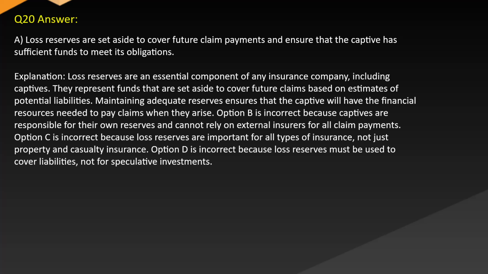Option B is incorrect because captives are responsible for their own reserves and cannot rely on external insurers for all claim payments. Option C is incorrect because loss reserves are important for all types of insurance, not just property and casualty insurance. Option D is incorrect because loss reserves must be used to cover liabilities, not for speculative investments.